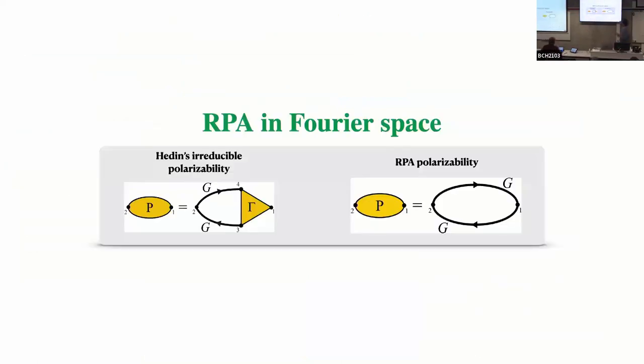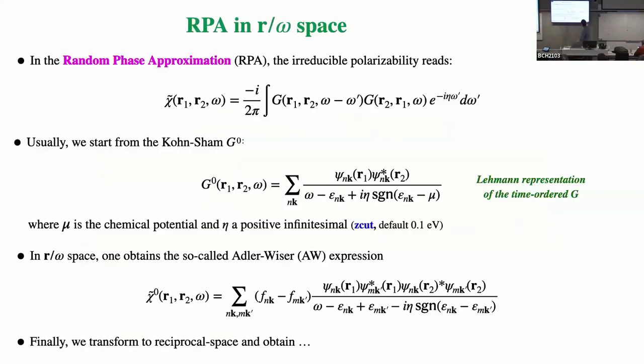Okay, in the next slides, I would like to discuss the computation of the RPA polarizability in Fourier space. So this is the full polarizability, the reducible polarizability according to Adler, where we have the vertex gamma. Now, as you know, in GW, gamma is replaced by a product of two delta functions. So in GW, the polarizability is simply given by GG, and this corresponds to the RPA expression.